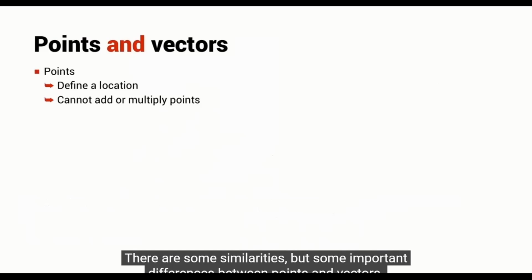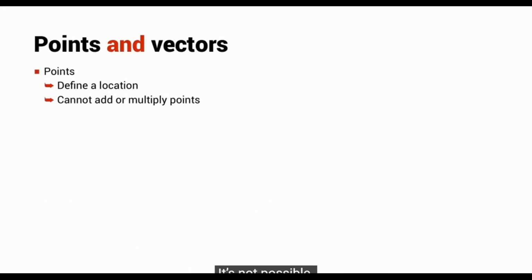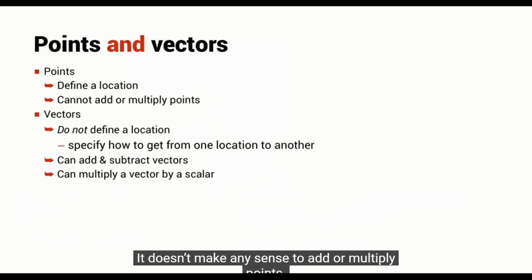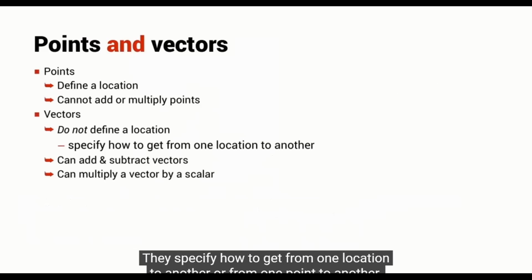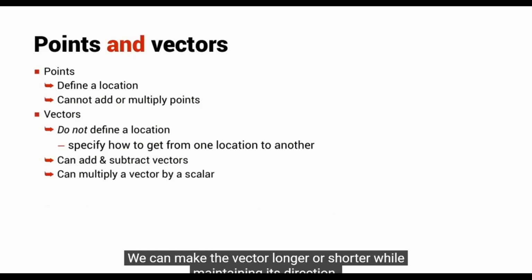There are some similarities, but some important differences between points and vectors. Points define a location. It doesn't make any sense to add or multiply points. Vectors do not define a location. They specify how to get from one location to another, or from one point to another. Now we can add and subtract vectors. That makes perfect sense. And we can multiply a vector by a scalar. We can make the vector longer or shorter while maintaining its direction.